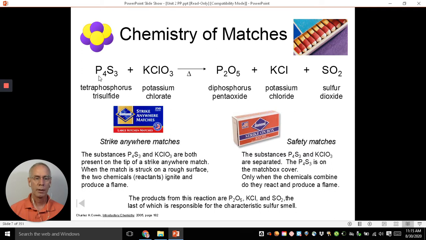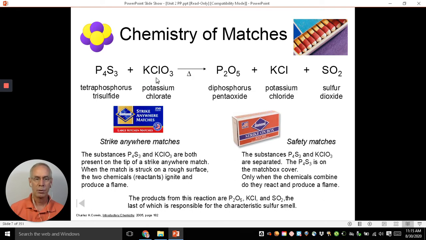It starts with this material here, tetraphosphorus trisulfide. Now, we're not doing nomenclature or naming right now, but I think this might make some sense to you. Maybe you played Tetris. That was a game where 4 blocks would come down and you have to make them fill in the spaces, right? Tetra means 4. So there's 4 phosphorus, P4, and then I think of a tricycle has 3 wheels, 3 sulfurs, so tetraphosphorus trisulfide. And you're going to react that with some potassium chlorate.